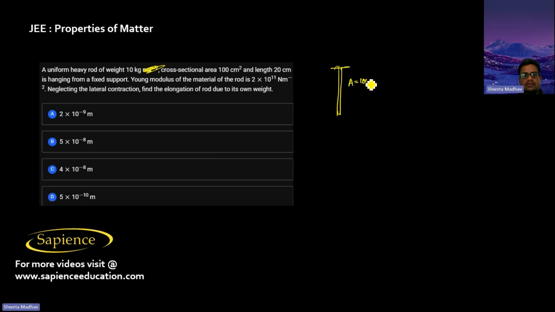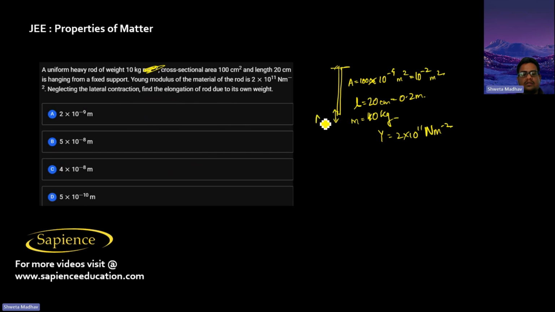Area of cross section is 100 centimeter square, or I can say 100 into 10 power minus 4 meter square, so it is 10 power minus 2 meter square. And the length L, that is 20 centimeter, or I can say 0.2 meters. And the mass is 10 kg. Young's modulus of the material of the wire is 2 into 10 power 11 Newton per meter square. Then neglecting the lateral contraction, find the elongation of the rod due to its own weight. So this delta L, which is the extension or the elongation of the rod, that we have to find out.